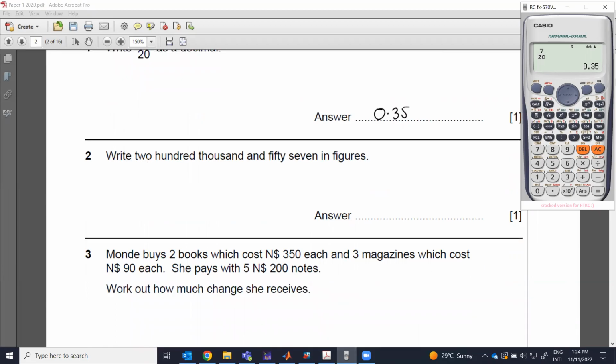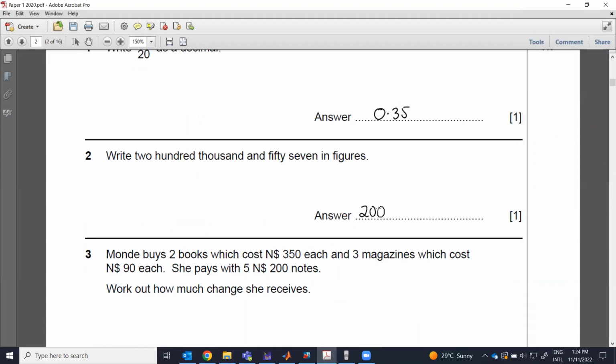Then write 200,057 in figures. This is how you would write it. You know that 200,000 is 200 and then the 1,000 is 3 zeros, but then there's 57, so that goes there at the end.